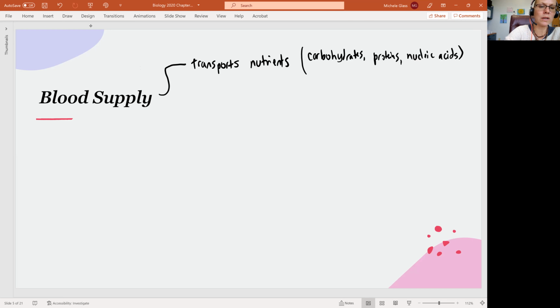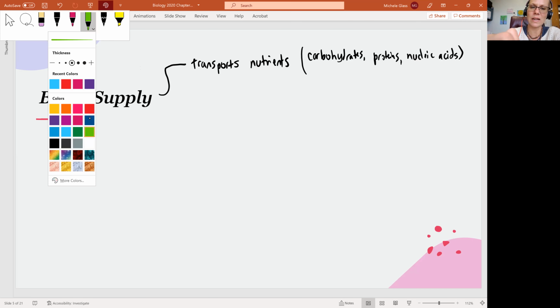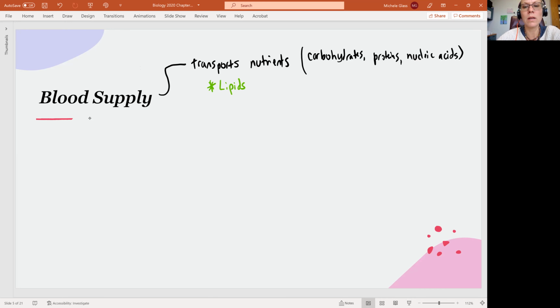I'm going to use a green color because we've used green for the lymphatic system throughout. Let's just make a note here that our lipids are going to be primarily transported via the lymphatic system, and we'll say more along those lines later. I feel like I'm spelling primarily wrong, so I'm just going to use my abbreviation.